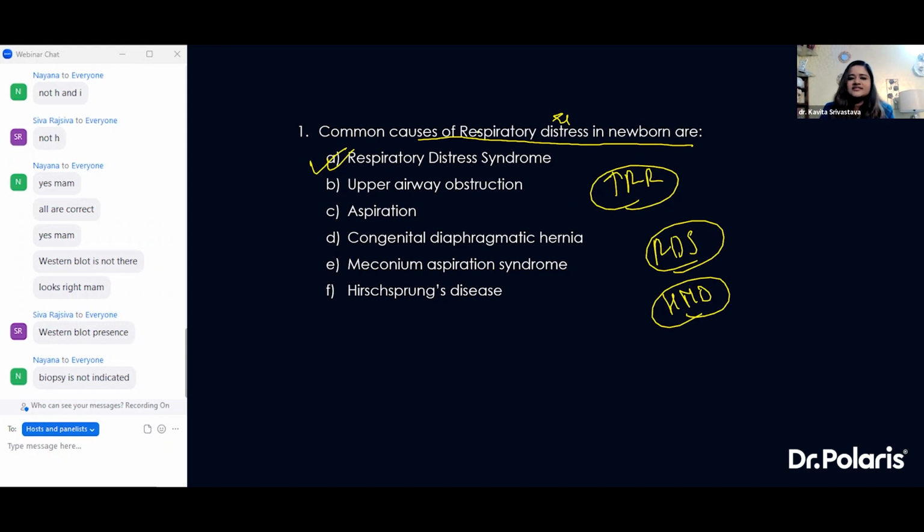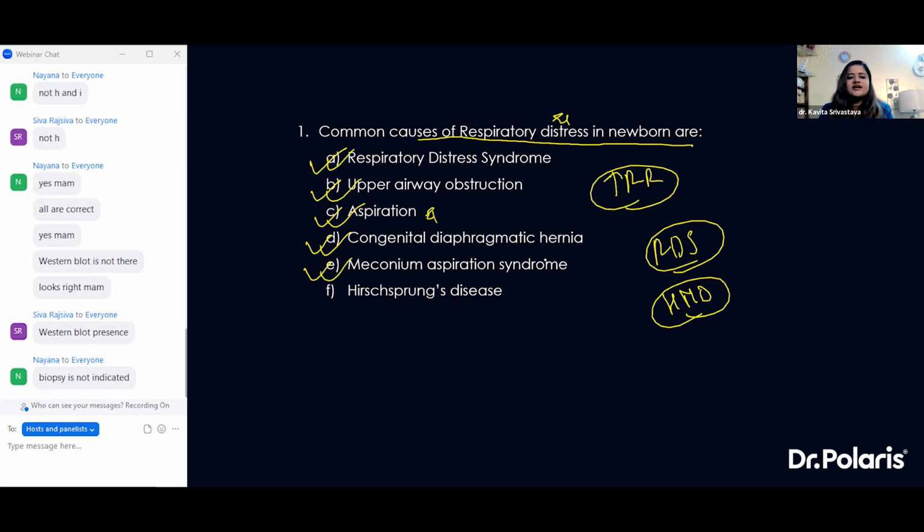Again, very common sense. Respiratory distress. So if there is any obstruction in the airway, definitely it will cause distress in the baby. If there is any kind of aspiration, it will again increase the respiratory rate. Congenital diaphragmatic hernia. So what happens? The parts of the abdomen basically go and compress the lungs. So there's a defect in the diaphragm through which the abdominal loops can herniate upwards, compressing the lungs, therefore causing respiratory distress.